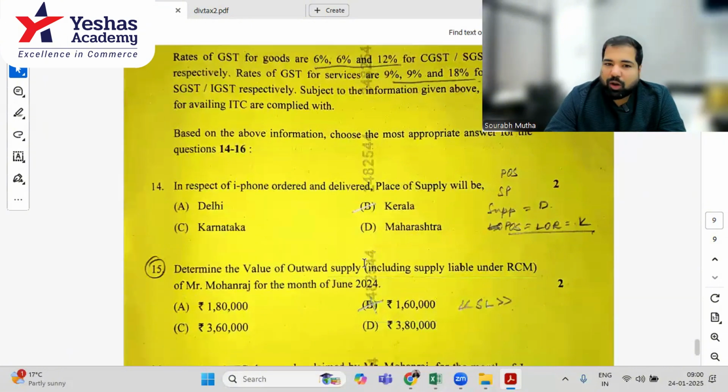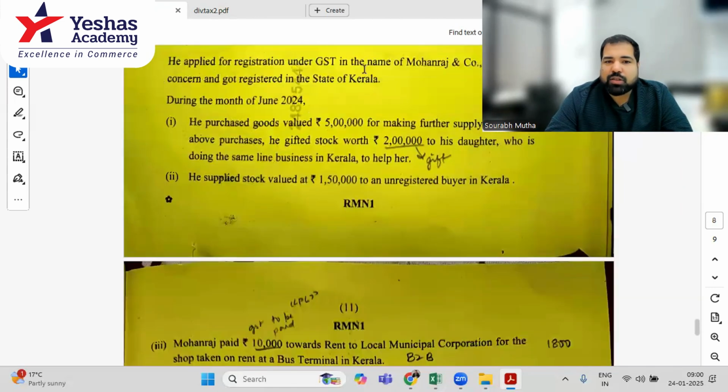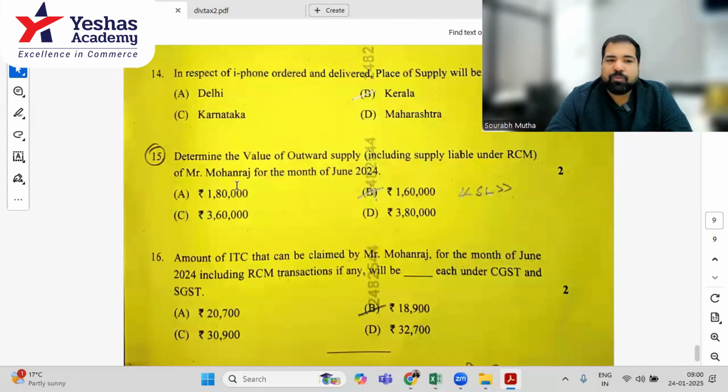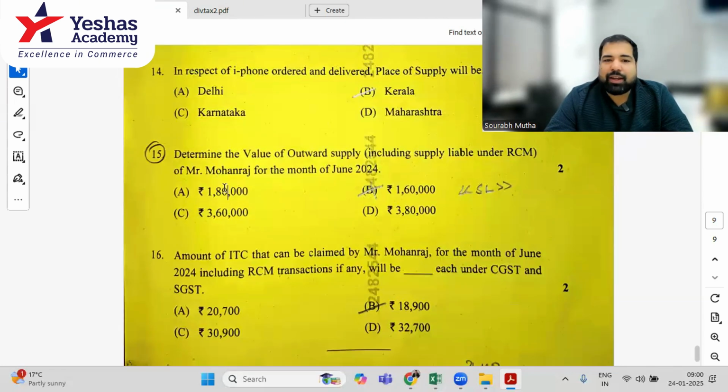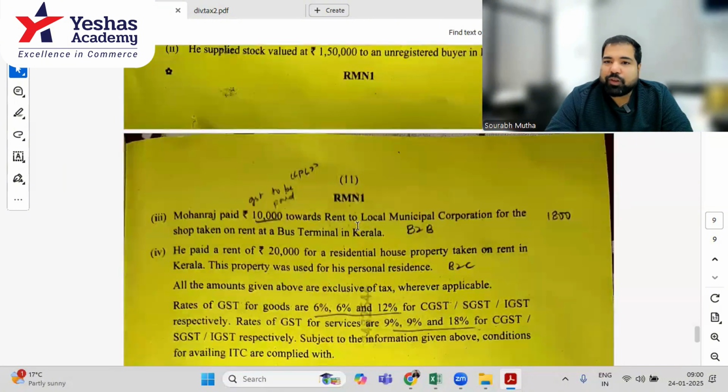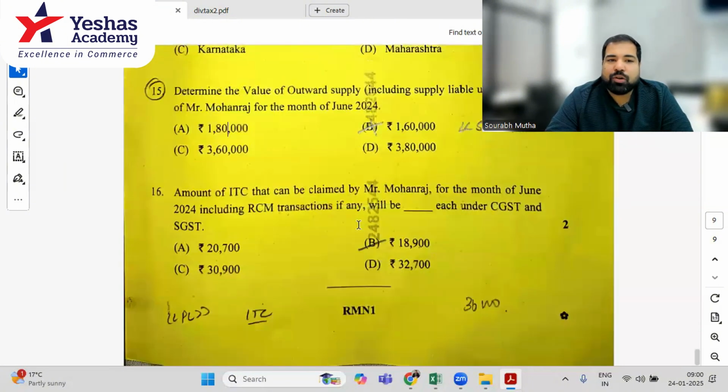Next, determine the value of outward supply, including supply under RCM. Was there any supply under RCM? Yes, let's see what it is. First, 2 lakh is a supply. Yes, 1 lakh 50, so 3 lakh 50 is a supply. So 1 lakh 80 and 1 lakh 60 go out because they are lower than 3 lakh 50. It has to be 3 lakh 50 or more. So the first and second answers are not the right answer. Now 3 lakh 60 or 3 lakh 80.